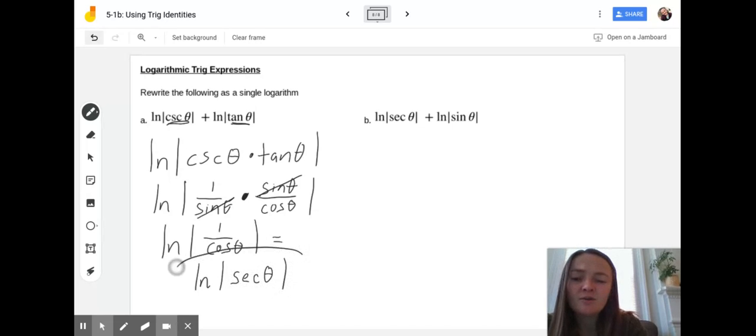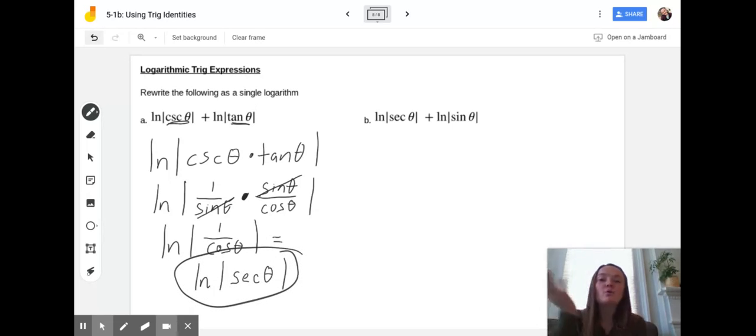And once again, if you're feeling real stuck on how in the world am I pulling up all of these reciprocal identities so quickly, you can go ahead and use the reciprocal identity sheet as a reference sheet. And so that's on Google Classroom if you want to use that as a reference. You can also just Google it.